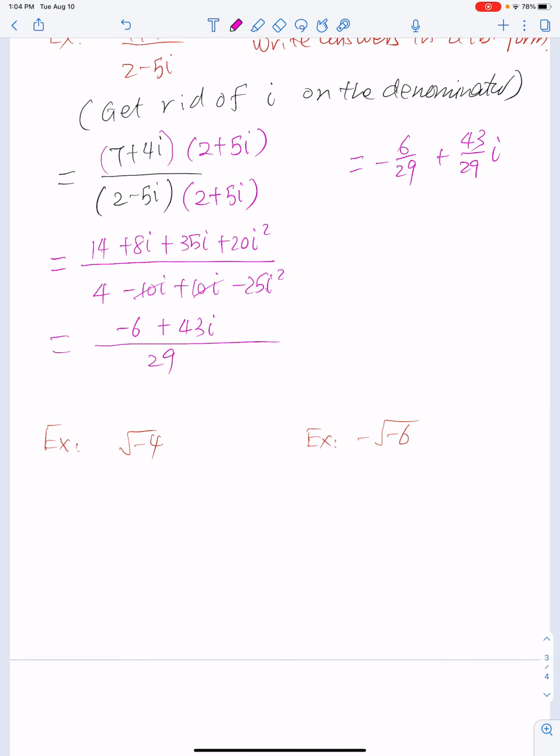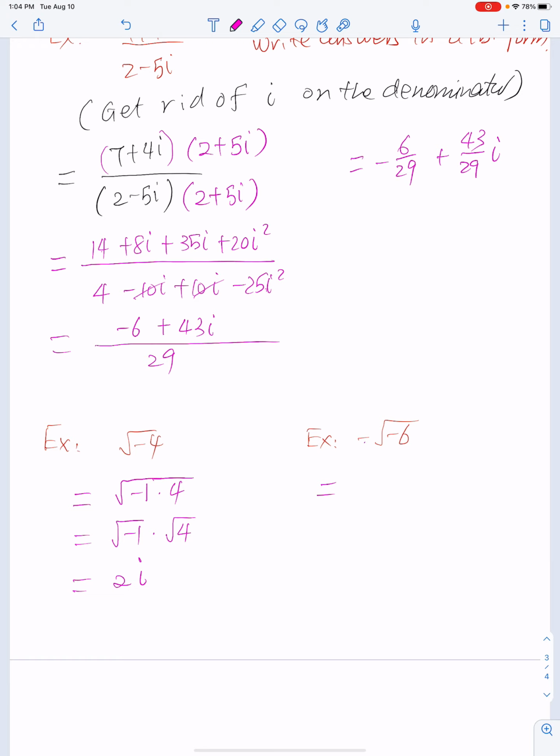Okay, so what will be this one? Square root of negative 4. Square root of negative 1 is i. What will be the square root of negative 4? We can think of it as the square root of negative 1 times 4. So what do we have? Square root of negative 1 times square root of 4. What is the square root of 4? 2. What is the square root of negative 1? i. With me?